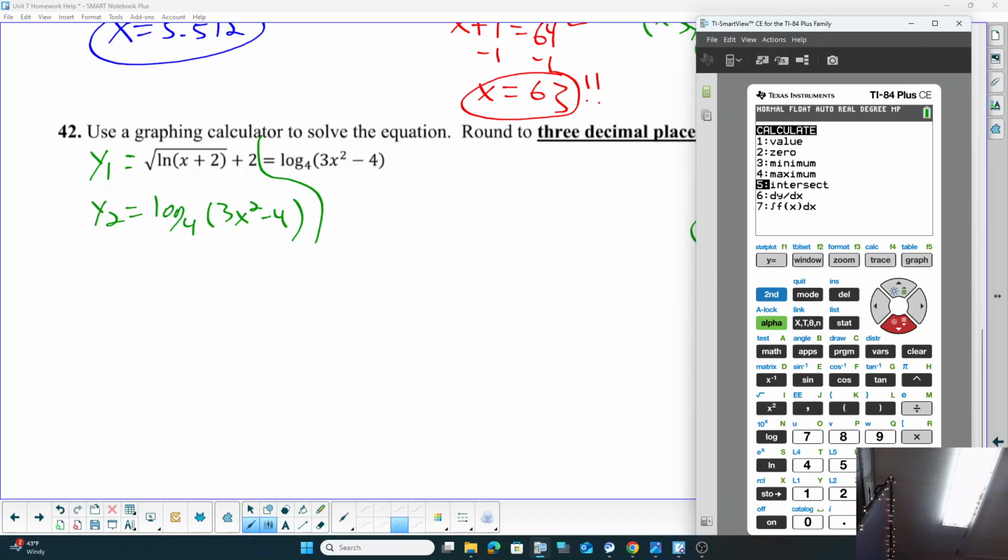So then you push enter 3 times. We go enter, enter, enter. So 6.4636, round to 3 decimal places. So that would be 6.464.